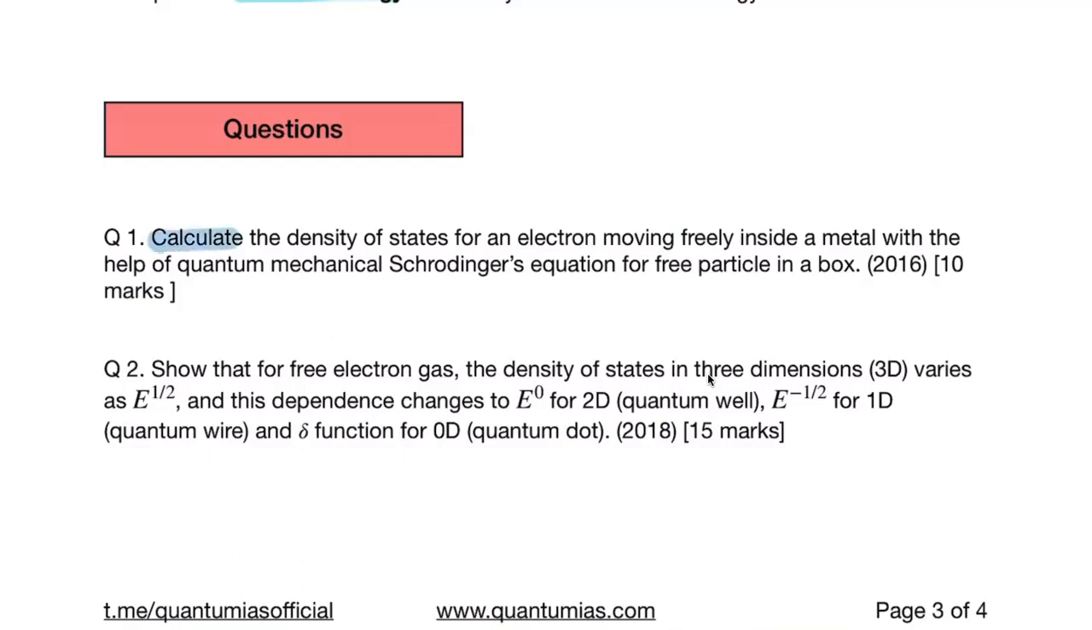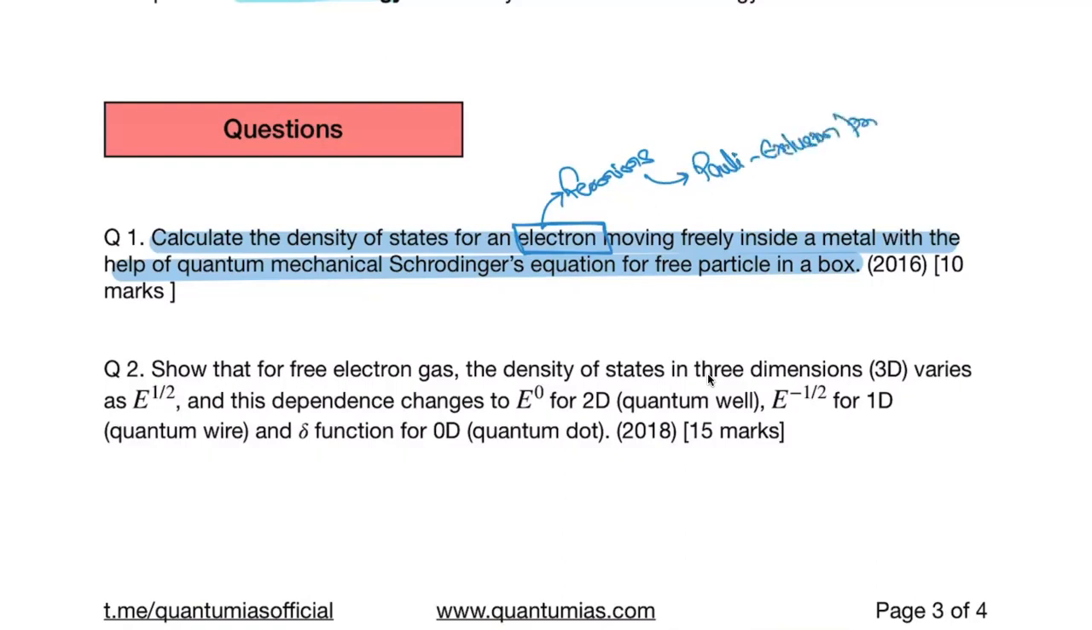Okay, so calculate the density of state of electrons freely moving inside a metal with the help of the quantum mechanical Schrodinger equation of a free particle in a box, right? Now understand here, electron is given here, right? Electron is important. It is not a simple particle, it is an electron, that is a fermion, and it will obey the Pauli exclusion principle, right? Here there is a misconception that people memorize the density of state formula but cannot distinguish whether they are using it for fermions or a simple particle, right? That we will distinguish here also.